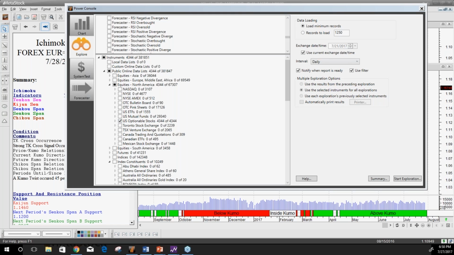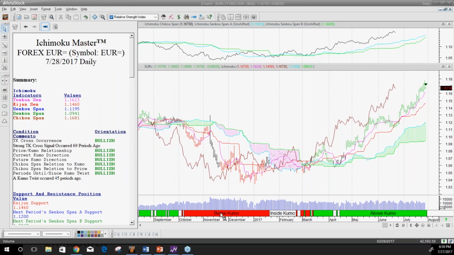Fred Bradley says, how can I make the green and bar horizontals appear at the bottom of the chart? When I run the scan, these do not appear. Okay, so that's pretty easy. What's drawing this below Kumo and this above Kumo ribbon is the expert advisor. So all you need to do is make sure that that expert advisor is attached, Fred.